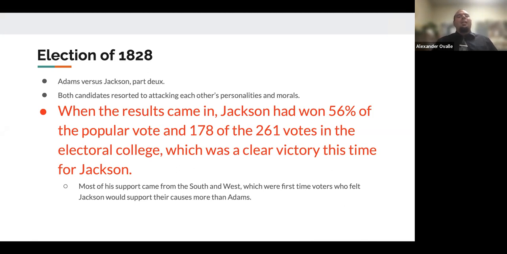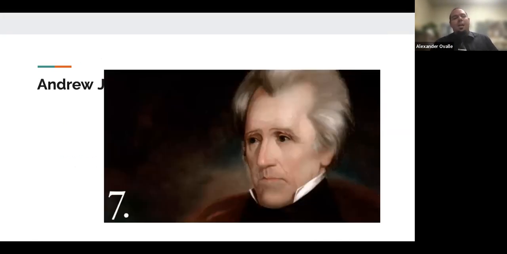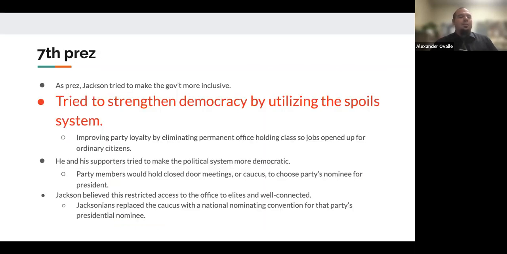Most of his support came from the South and the West, which were first-time voters who felt Jackson would support their causes, their ideas, more than what Adams said he was going to do. And that's Andrew Jackson, the guy on the $20, and he's no longer on the $20 bill, I believe. Don't quote me.